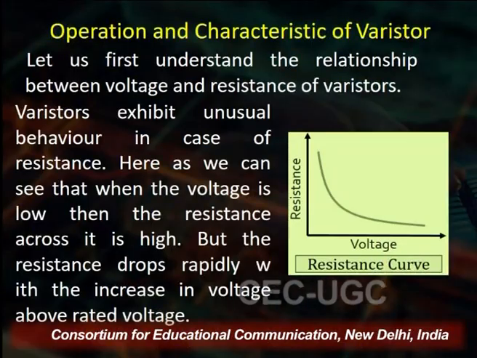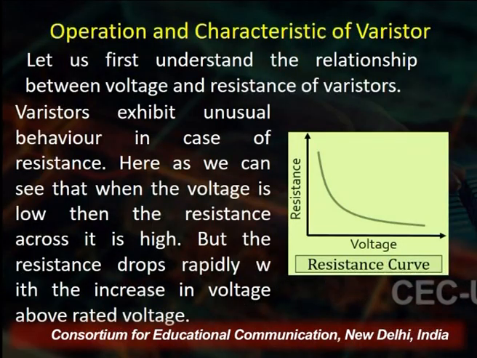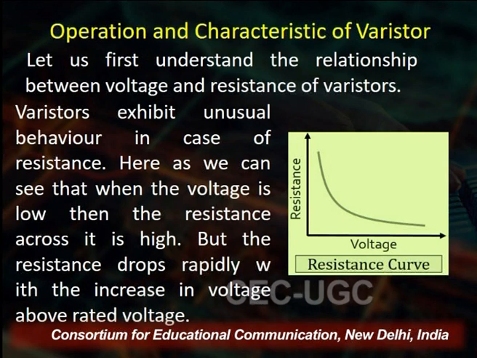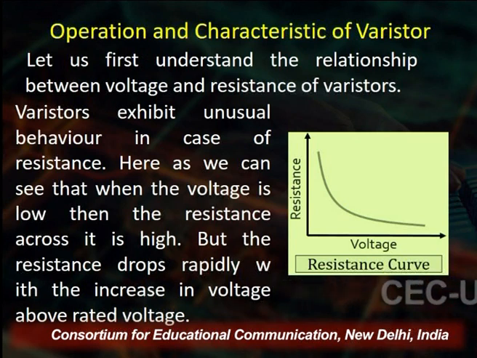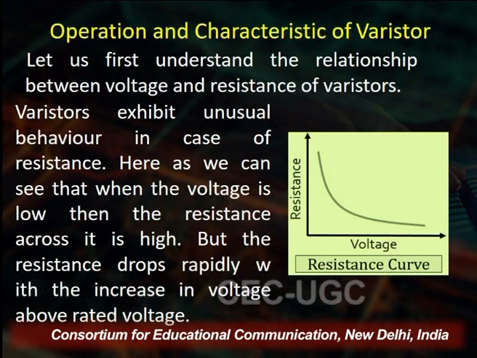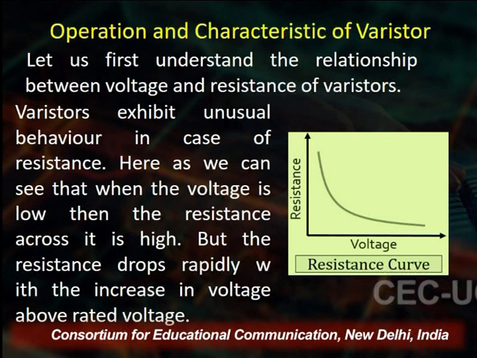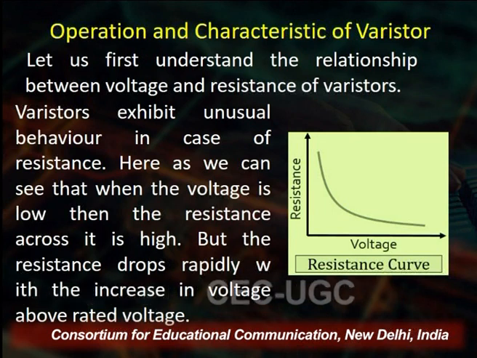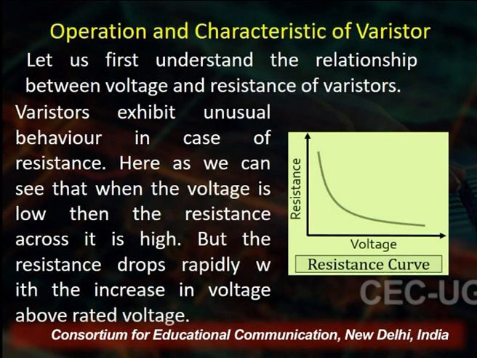Operation and characteristics of the varistor. To understand the relationship between the voltage and the resistance of the varistor, you see on the screen here we have voltage versus resistance. You can see resistance drops rapidly with the increase in voltage above the rated voltage. You see resistance decreases as the voltage increases through this graph.